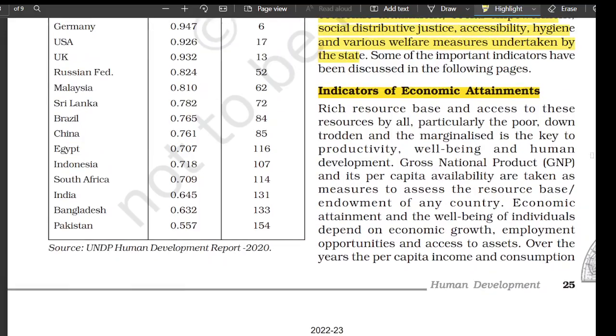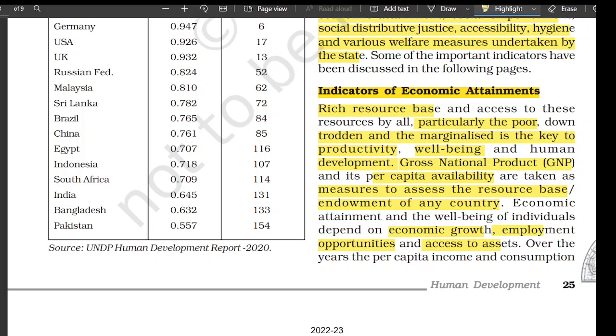Indicators of social attainments. Rich resource base and access to these resources by all, particularly by the poor, downtrodden, and the marginalized, is the key to productivity, well-being, and human development. Gross National Product (GNP) and its per capita availability are taken as the measures to assess the resource base/endowment of any country. Economic attainment and the well-being of individuals depend on economic growth, employment opportunities, and access to assets.